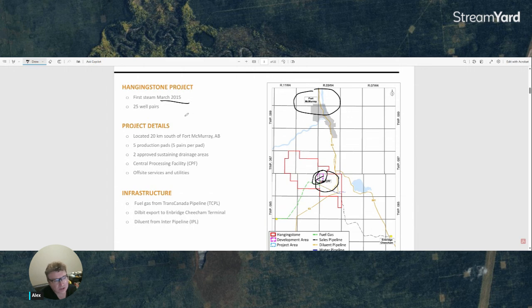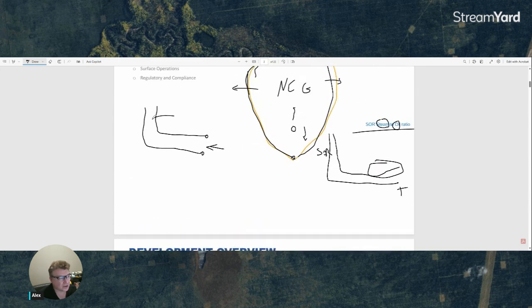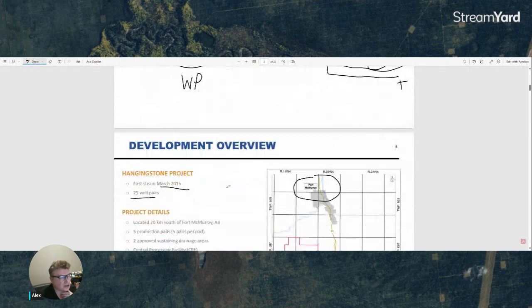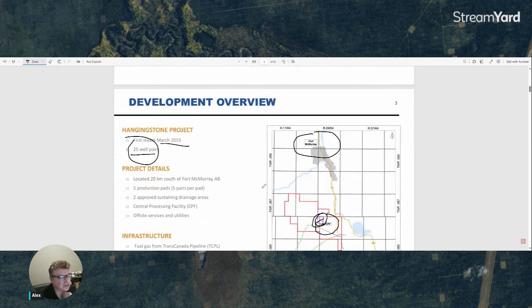And why I chose this asset is because it's fairly simple to understand. It has only 25 well pairs. When we say well pairs, we essentially talk about the injector and producer well pair. So a well pair will be injector and producer. So we have 25 of those on this asset.